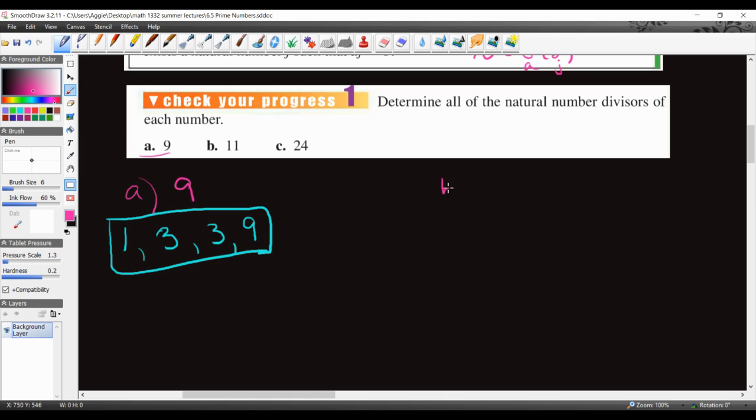Moving on to letter B, 11. If you don't know already, 11 is only equal to 1 times itself, which would be 1 times 11. So this one only has 2 divisors.